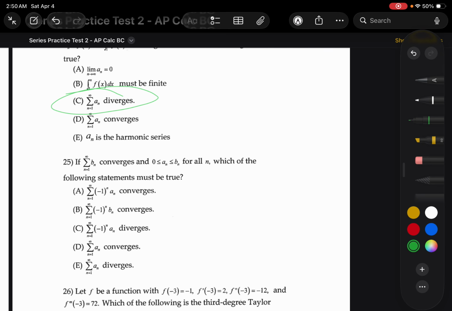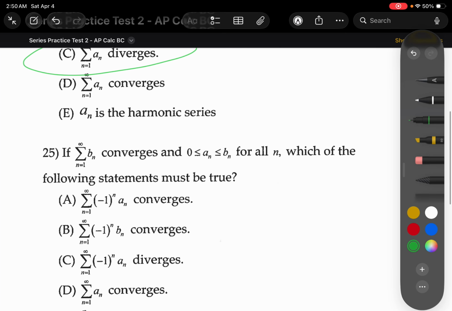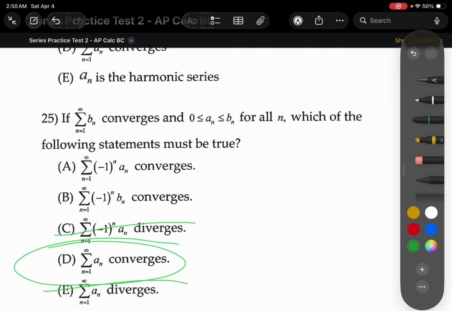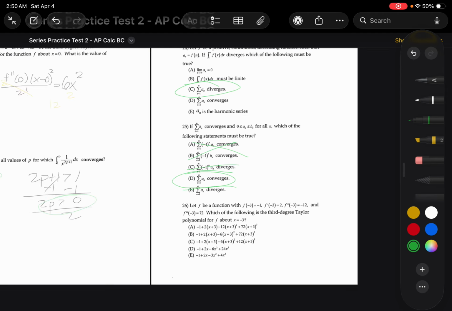So for 25, if this series converges and this is the domain, which of the following statements must be true? Well, we can't have any divergent answers here since the series converges, and a of n could possibly be equal to b of n. A of n also converges then. Why? That is because they have a like property. It doesn't alternate. It never says that a of n alternates, so those two do not apply as well.